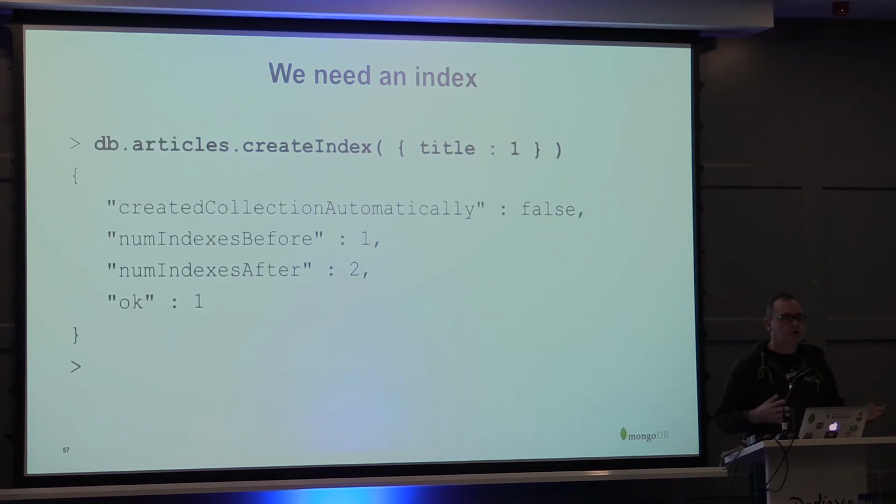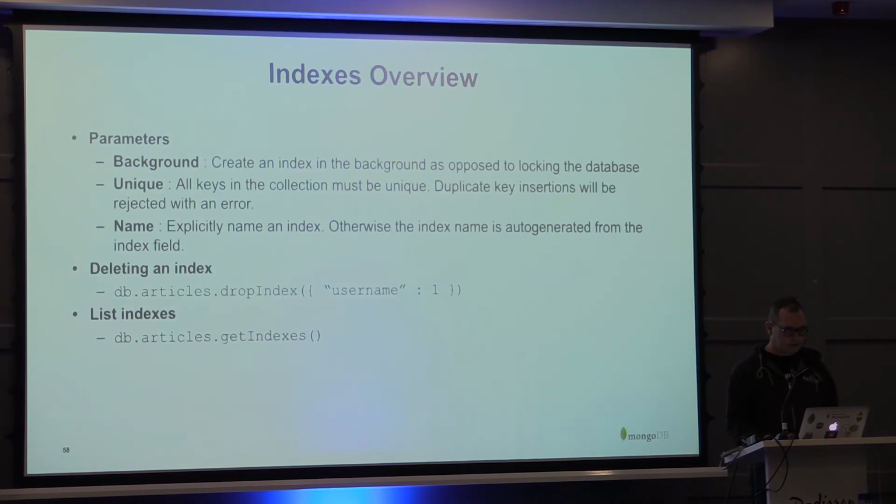So what do we do? We create an index. db.articles.createIndex on the title field, and 1 means ascending, -1 means descending. And now you've got the index. It's just going to work. We can set a whole bunch of parameters. We can specify to create it in the background. We can define it as unique, if we want to make sure that we don't have duplicate keys. We can give it a name. We can drop the index, and we can list the indexes in the shell.